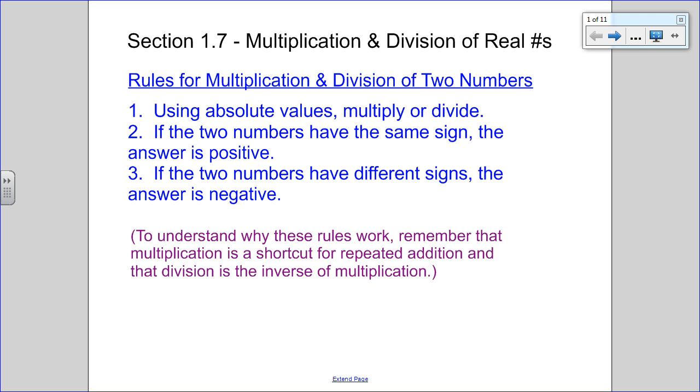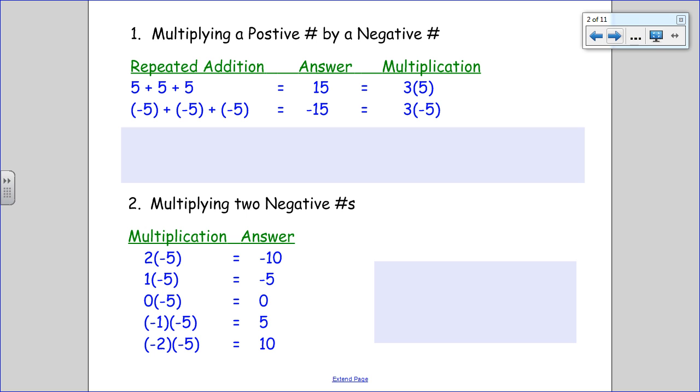If these two numbers have the same sign, then the answer is positive. If these two numbers have different signs, then the answer is negative. Now, to understand why these rules work, we'll look at some patterns and examples. First, let's consider multiplying a positive number by a negative number.